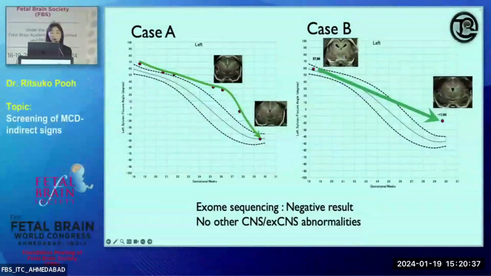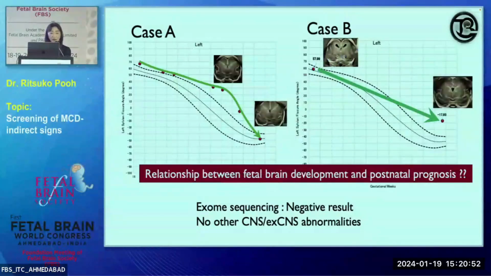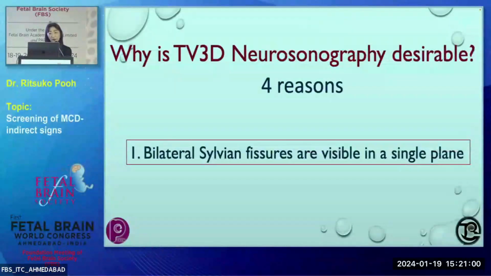And sometimes we have a normal Sylvian fissure, but at 30 weeks of gestation it is out of the reference. Sometimes it happens, so we have to think about the brain development, the postnatal neuronal development.